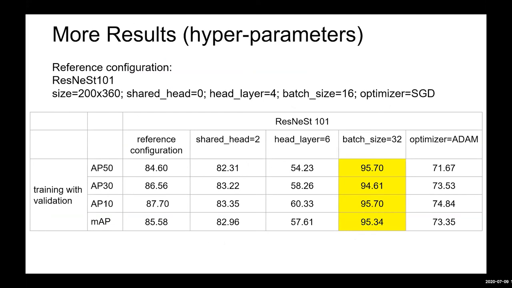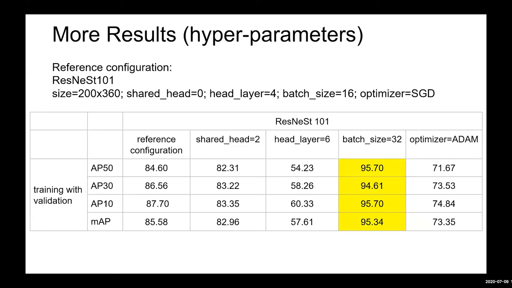Except for the backbone and loss function hyperparameters that we discussed, we also validate the model by configuring more hyperparameters. Instead of the grid searching, the control variable strategy is used to save time. We first set up a reference model as the ResNet 101. The corresponding parameters are shown on the top of the table. During the experiments, we only change one hyperparameter at a time. The explored hyperparameters are the number of shared head layers, the number of head layers, batch size, and the type of the optimizer.